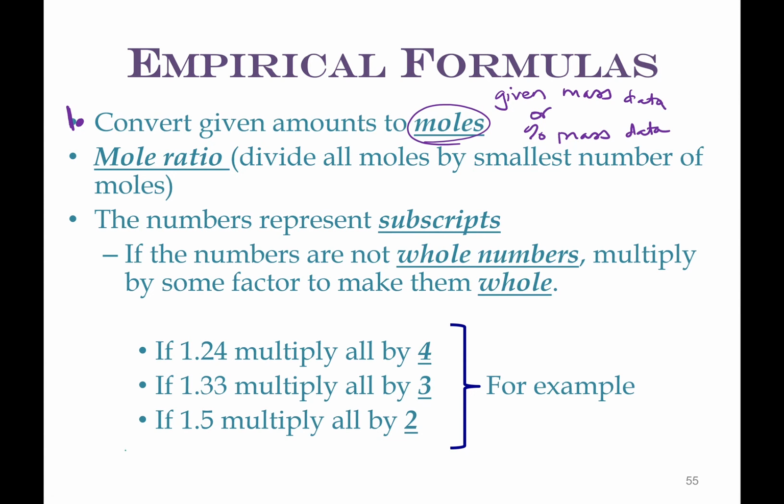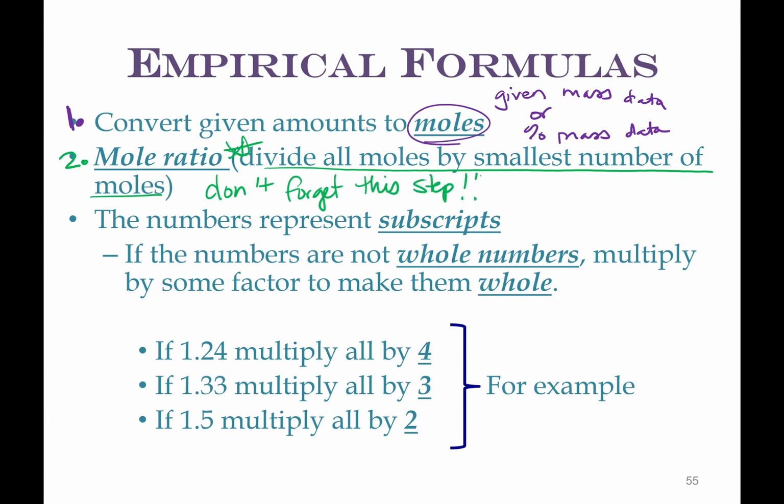Step number 2, and I'm going to color code this too. Step number 2 is find the mole ratio. Divide all moles by the smallest number of moles. So you're looking at the numbers that you found in number 1, and you're going to divide by the smallest number of moles. And for some reason, this is the step people forget. So don't forget this step. Not that you should forget any steps, but don't forget this step. It's very important. All right, they're all very important, but that one definitely don't forget. Number 3 is not always required.